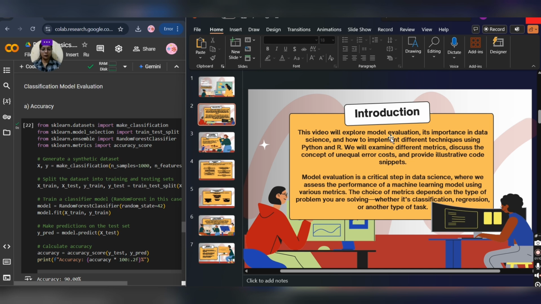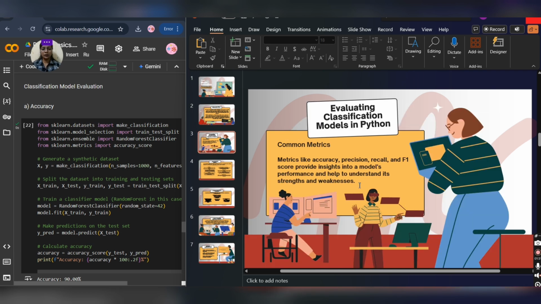Now, let us understand what model evaluation is. Model evaluation is a critical step in data science where we assess the performance of a machine learning model using various metrics. The choice of metrics depends on the type of problem you are solving, whether it's classification, regression, or any type of task. Evaluating classification models in Python. The common metrics like accuracy, precision, recall, and F1 score provide insights into a model's performance and help to understand its strengths and weaknesses.